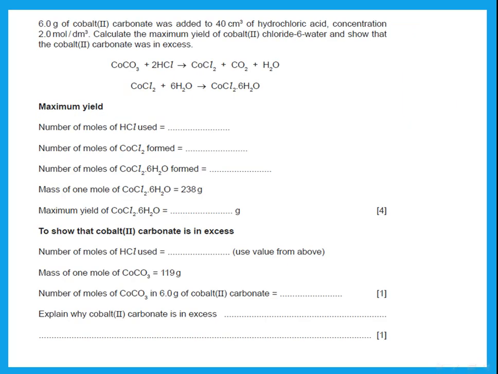Okay? Okay. 6 grams of cobalt carbonate was added to 40 centimeter cubed of hydrochloric acid, concentration 2. Calculate the yield of cobalt chloride 6 water and show that the cobalt carbonate was in excess.